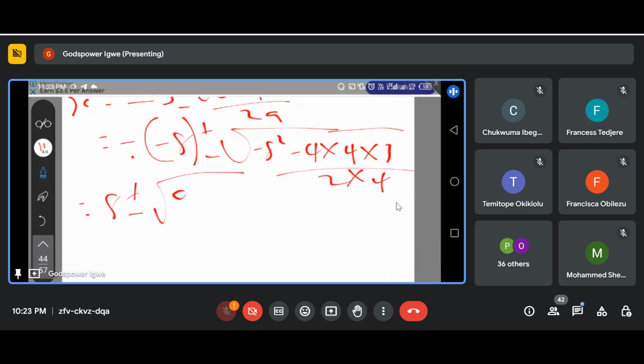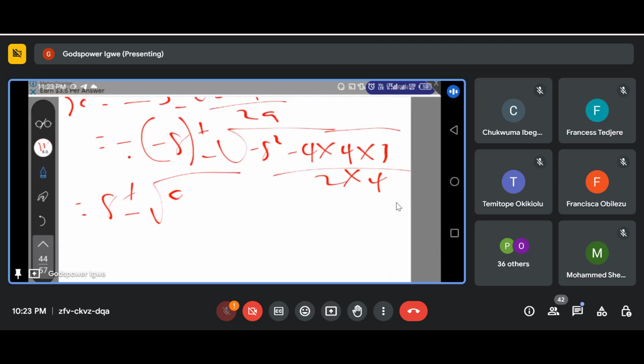So this now gave us 8 times 8 is 64. Then minus 4 times 4 is 16. Then 16 times 3 is going to give us 48. Am I right? Somebody check for me before we start making mistakes. So 64 minus 48 is going to give us what?